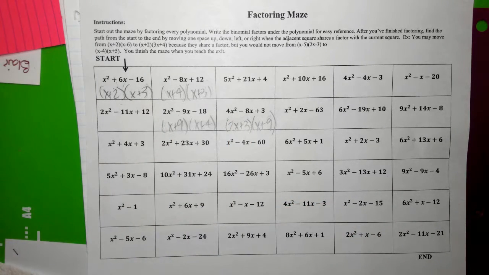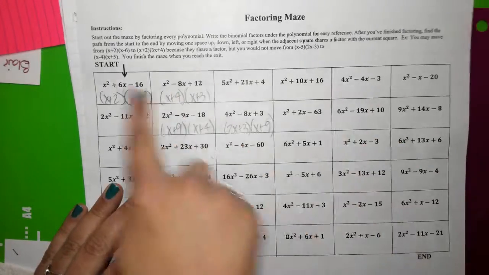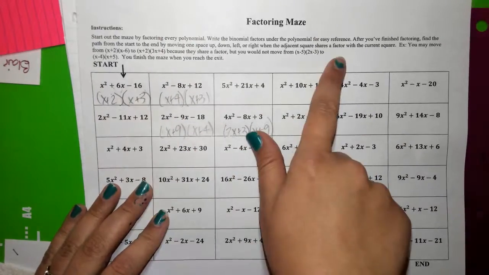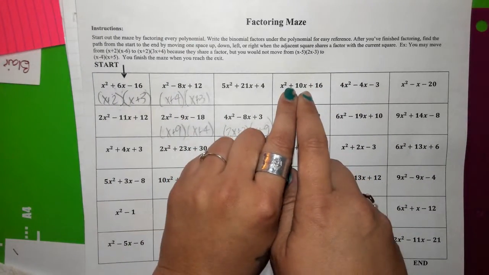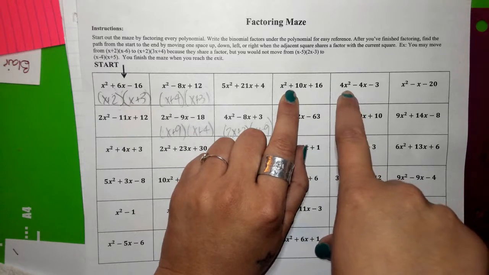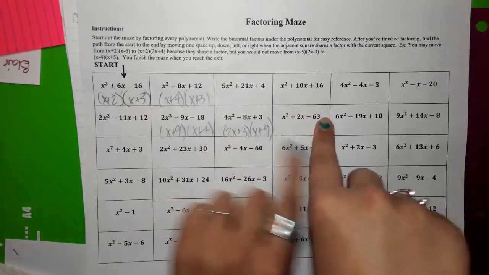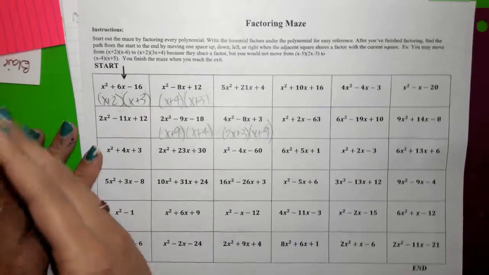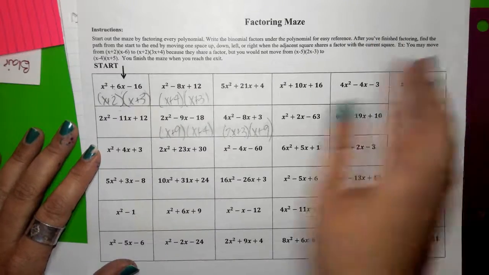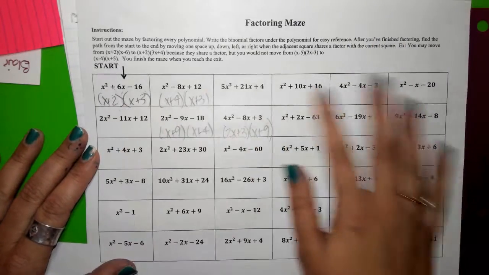And it tells you that as well in the directions. But what if they don't match? What if I had x minus 5 and 2x minus 3? It's not the right way. It's just not the right way. So you need to factor everything first and then put it on here and then do the maze part.